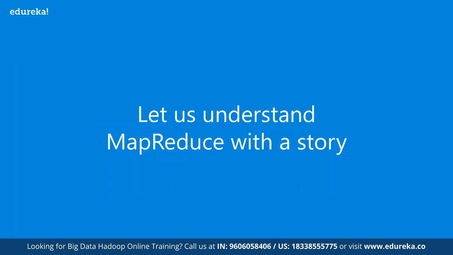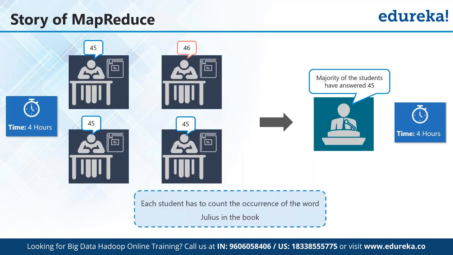Now see the MapReduce part, the processing part. You have your data stored, guys. Please understand the story of MapReduce and how distributed processing works. Let's say you have a book and you have to find the occurrences of the word Julius in it. You ask each one of these 4 guys to tell you how many times Julius has come up in that particular book.